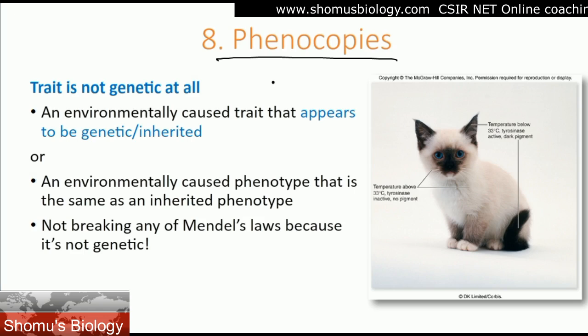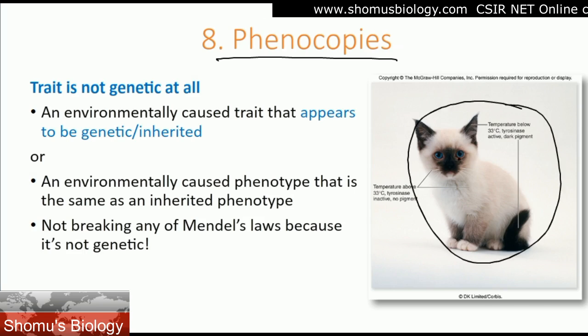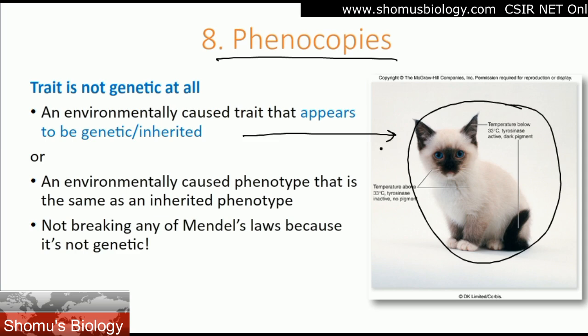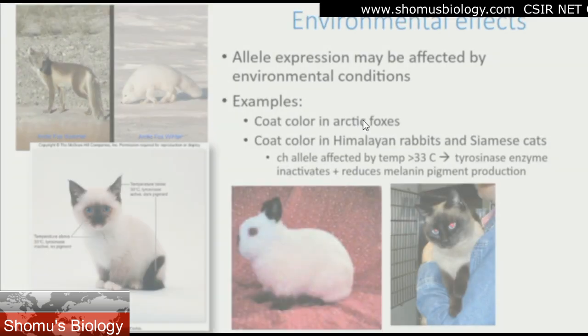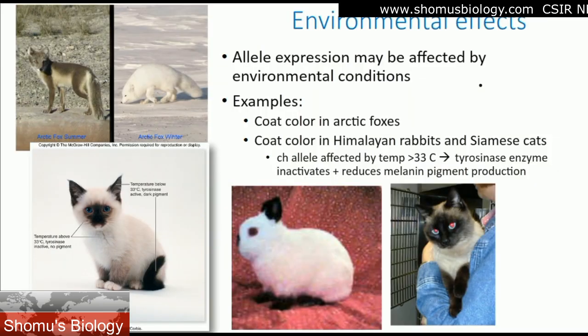Phenocopies. What is this term, phenocopy? Phenocopy is a situation where although a trait looks genetic or inherited, it's not at all genetic. It is due to the impact of environmental factors. Okay, for example, the Himalayan rabbit is a very fine example for that. We've been talking about this example of phenocopies, and that is the Himalayan rabbit.